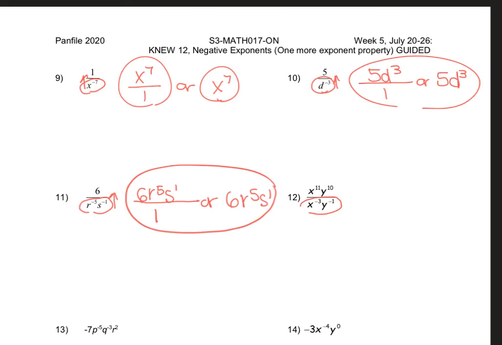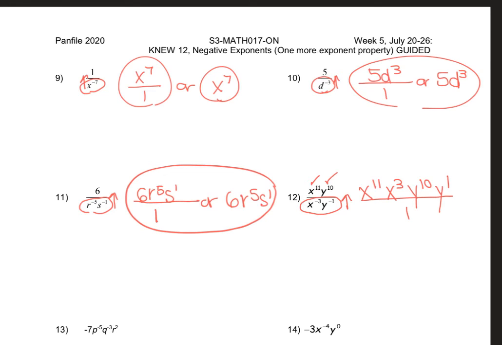All right, number 12. Both of the denominator pieces are not happy on the bottom. Both of the numerator pieces are happy on the top. So I'm going to write this x to the 11th, x to the 3rd, y to the 10th, y to the 1st. Everything ends up on top. I can put a 1 on the bottom.